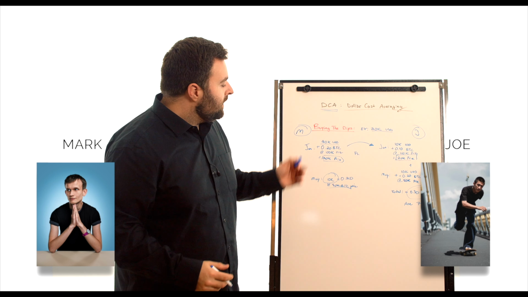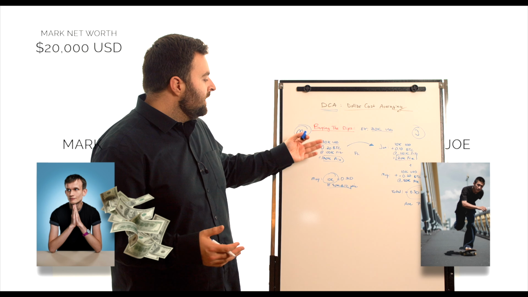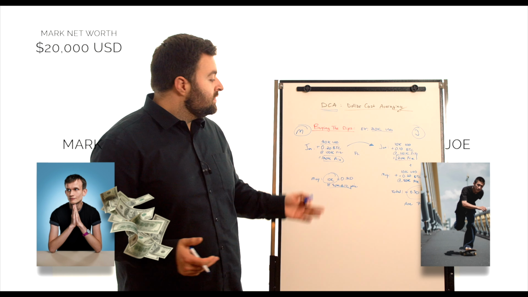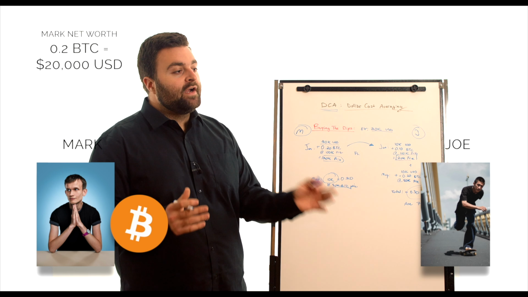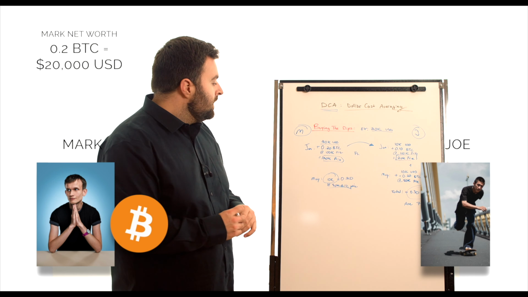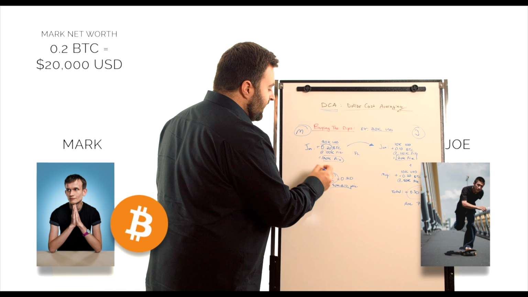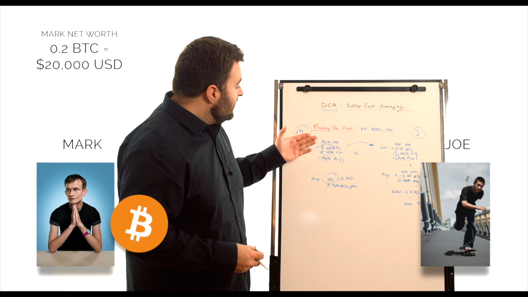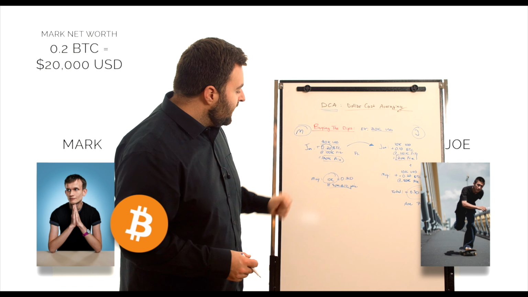Okay, so Mark, he's got $20,000 and let's say the price of Bitcoin is $100,000. So Mark throws $20,000 on Bitcoin and the price of one Bitcoin is $100,000. So he has 0.2 Bitcoin. Okay, so he took $20,000 and he's got 0.2 Bitcoin.